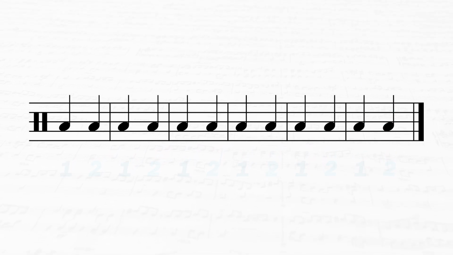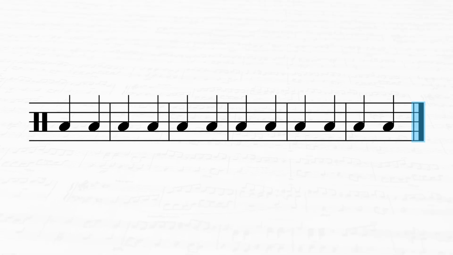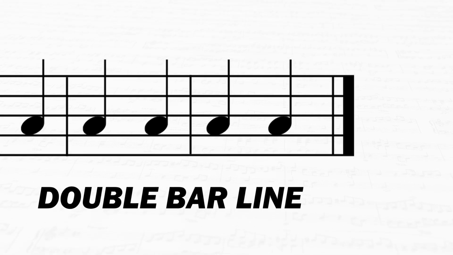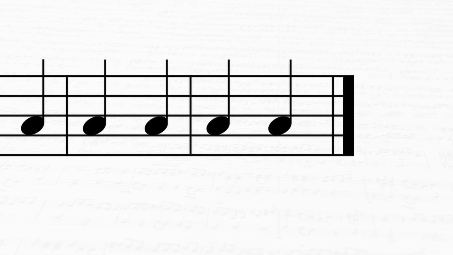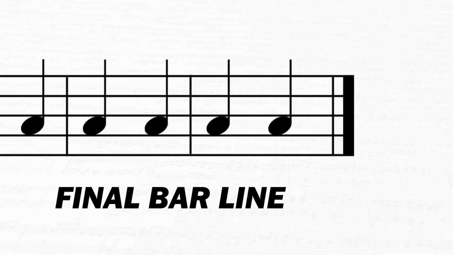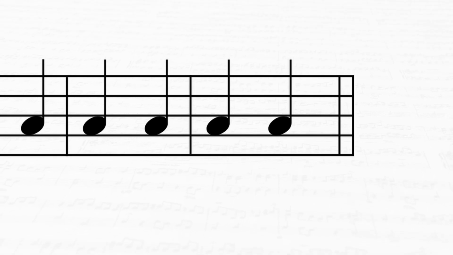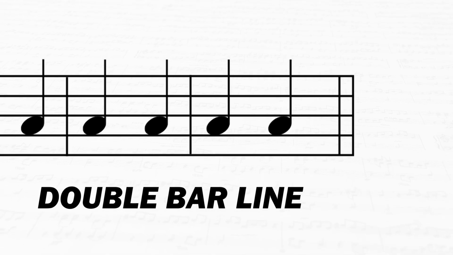You may have noticed that at the end of each example, there's a different kind of bar line. That bar line is called a double bar line, and it can appear in 2 different ways. The way it's presented right now is called a final double bar line, which indicates the end of a piece of music. The second way it could appear is like this, where it's just 2 normal bar lines put together. This marks the end of a section or phrase within a piece of music.